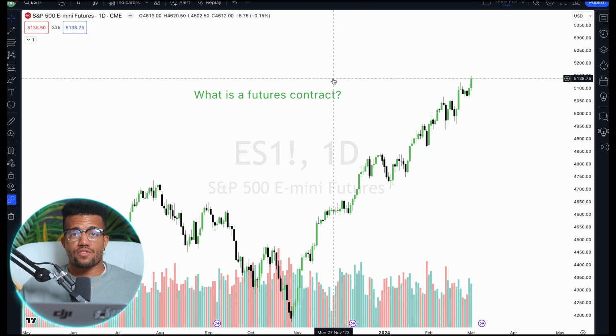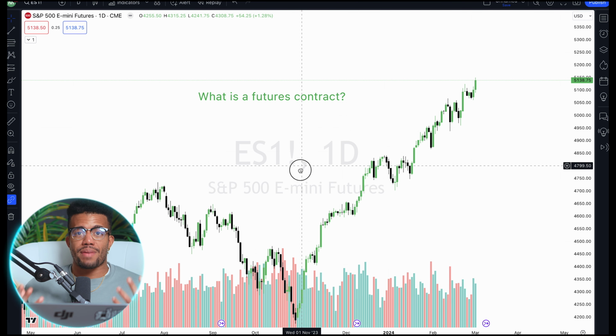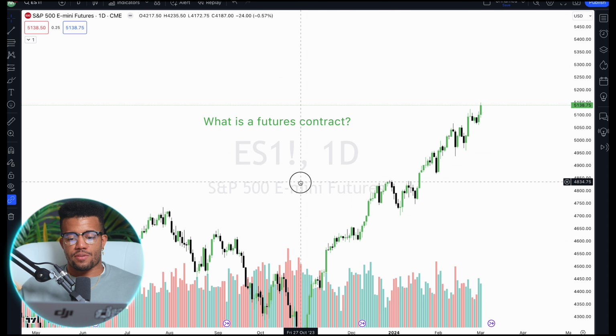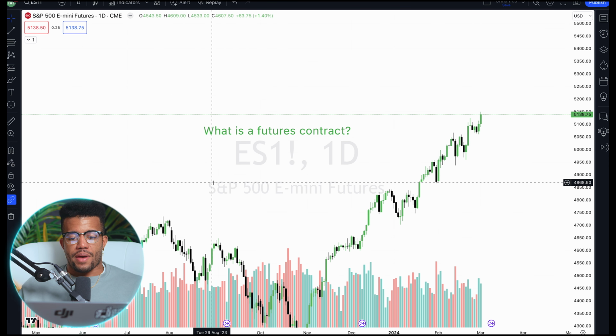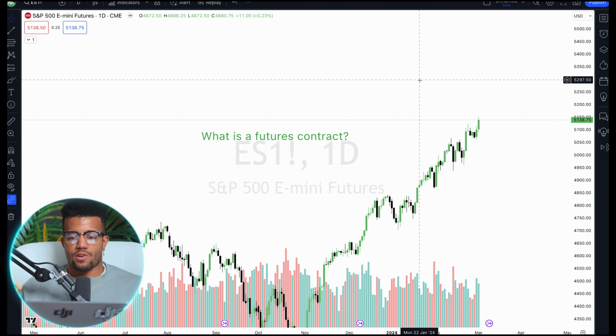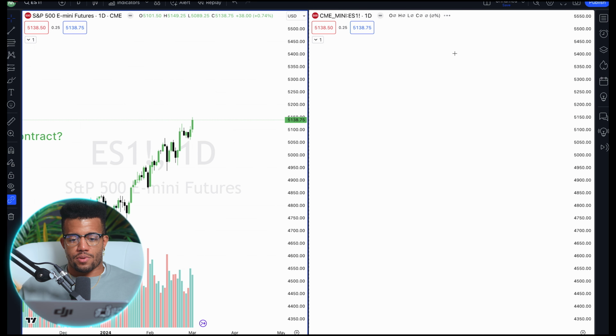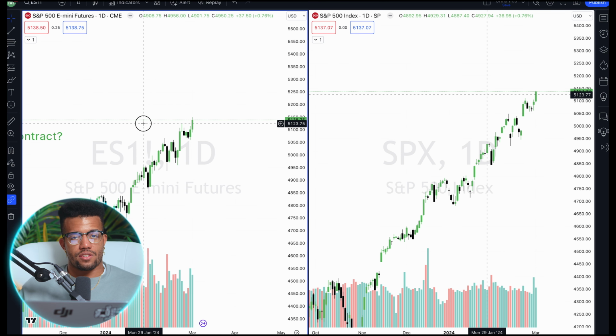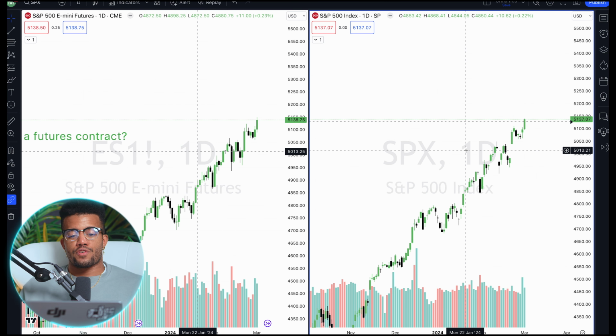We're here on ES. There are two futures that I trade and that I recommend. Okay, I trade index futures. So if you are familiar with the S&P 500, it says S&P 500 E-mini futures back here. I like to trade this right next to SPX. So I'll open up another chart, we'll change this to SPX. And we have very similar price action. They're not exactly the same because SPX does not trade overnight, but futures do.